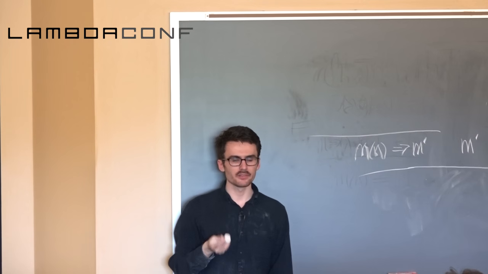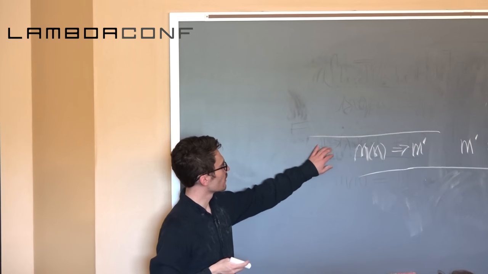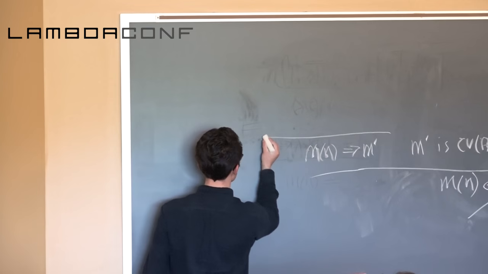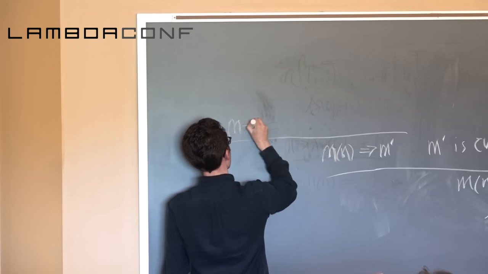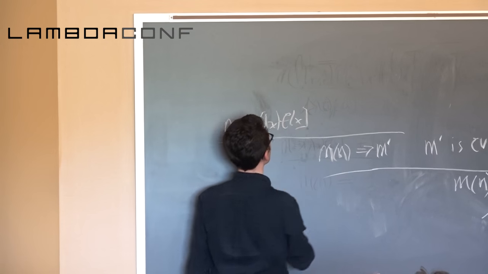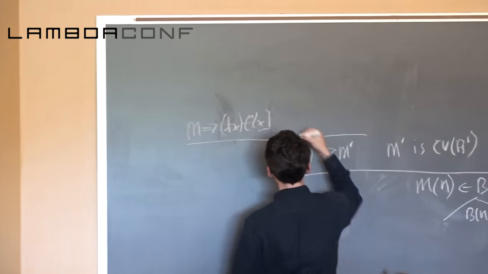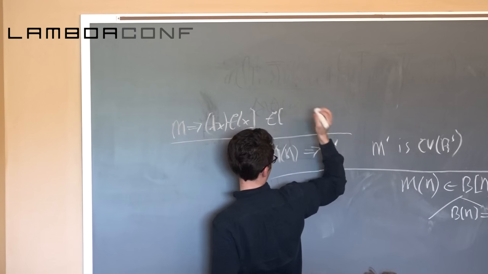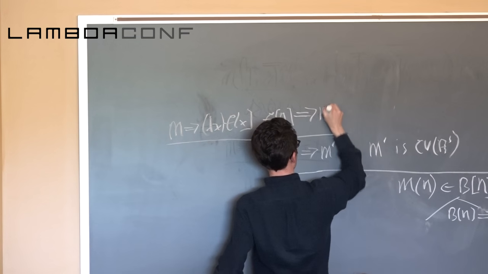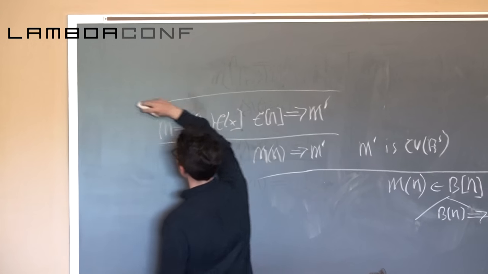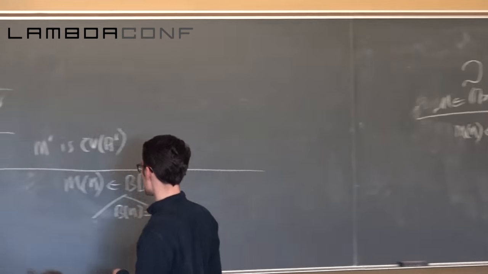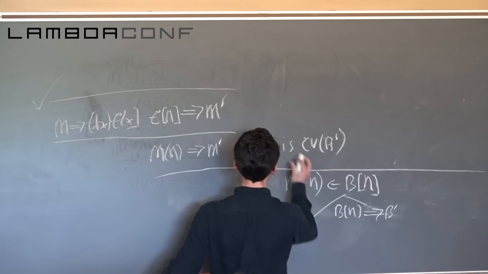Now, we may go by inversion on the computation rule for the application. And so what are the premises here? Well, we know that M must evaluate to lambda x E of x, and that E of N evaluates to M prime. Okay, so we consider that goal evident. Now what do we have to do next? We need to justify this.